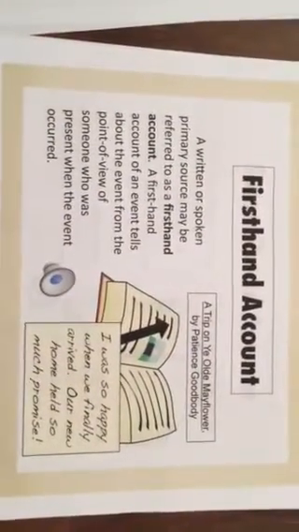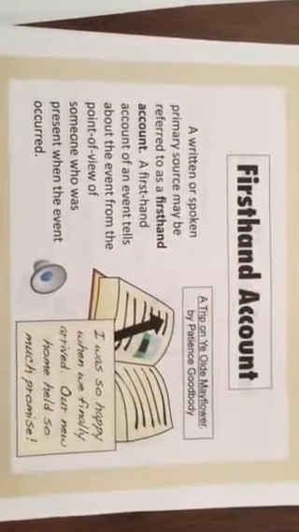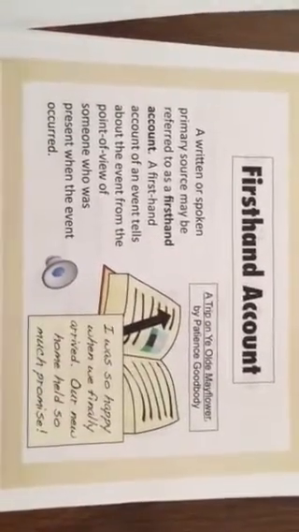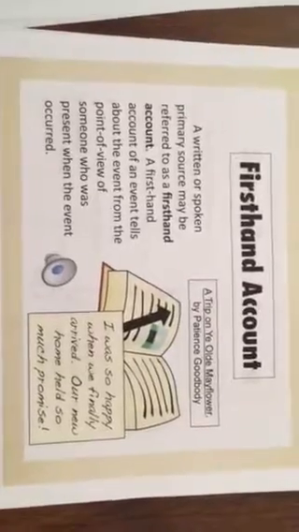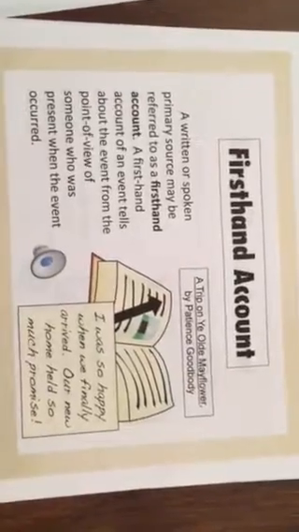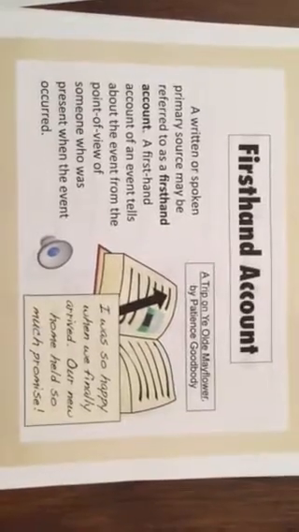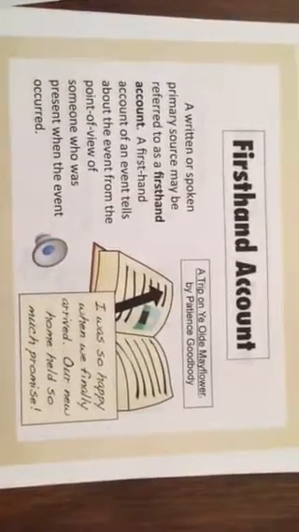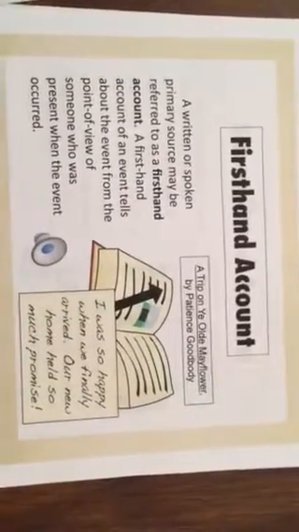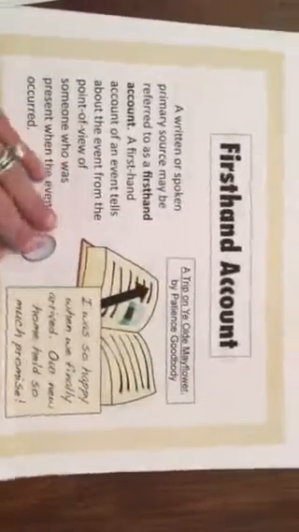So when we are looking at primary sources and secondary sources, they're often called first and second-hand accounts. So if it's a primary source that has been written or spoken, it is often called a first-hand account. This simply means that the person that is telling you about this experienced it firsthand. So they were the ones that knew exactly what was going on, what was happening. For example, you'll see a trip on the Mayflower written in that first person. I was so happy when we finally arrived. Our new home held so much promise. So first person, firsthand, primary source.